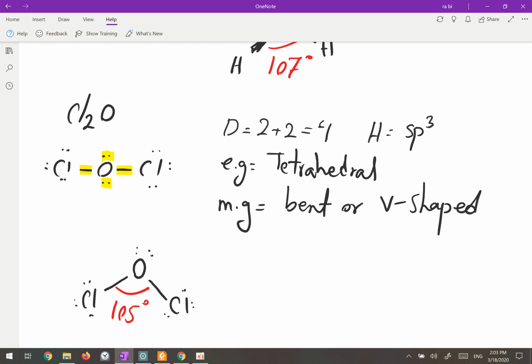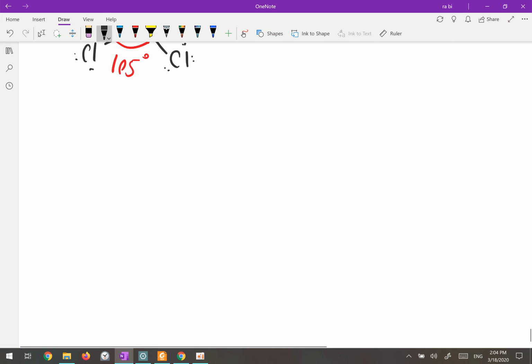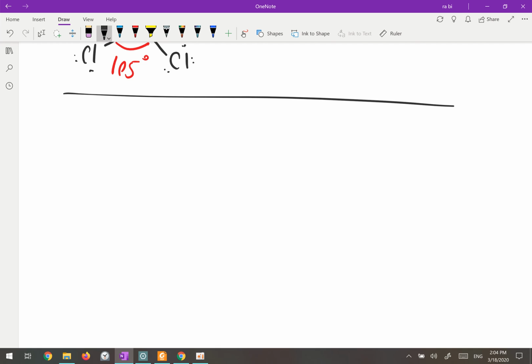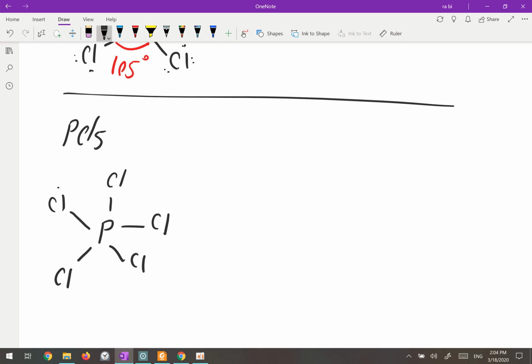Okay, let's draw the last 2 molecules in this part, and then we will finish this topic. The molecule PCl5, their Lewis structure was like this: P with Cl, Cl, Cl, Cl, Cl. So this was the Lewis structure for PCl5.